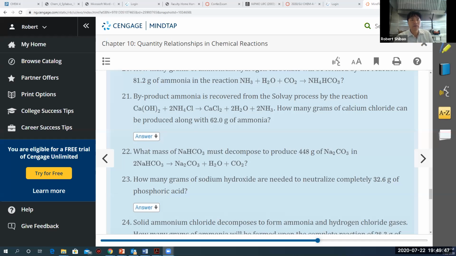Okay, we're going to get started again here. So let's take a look at 21. Byproduct ammonia is recovered from the Solvay process by the reaction. Okay, so we have calcium hydroxide, ammonium chloride. When I look at this, this is an AB plus CD. Looks like a metathesis reaction.